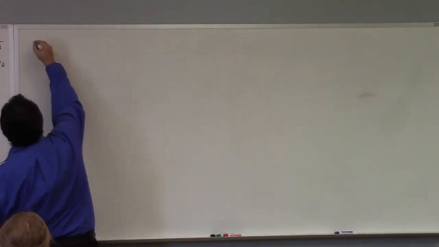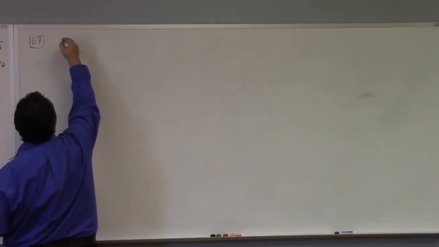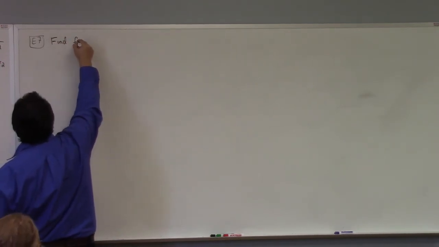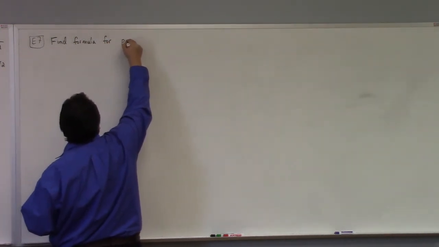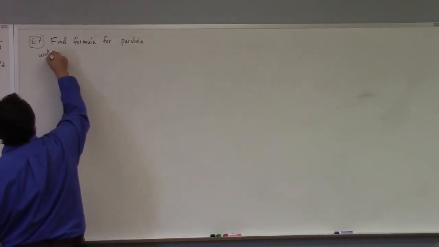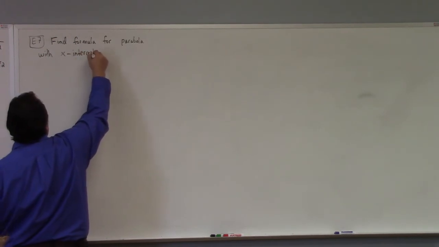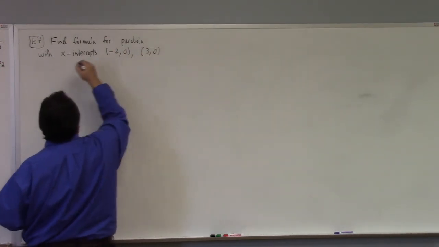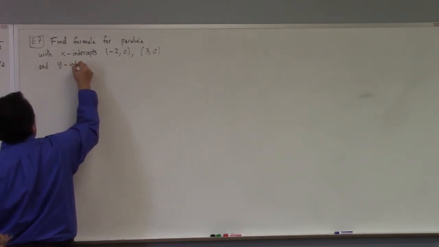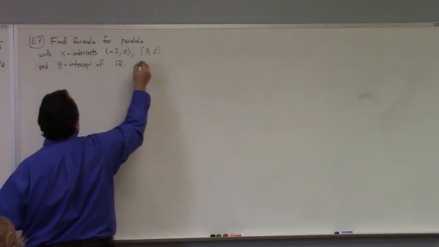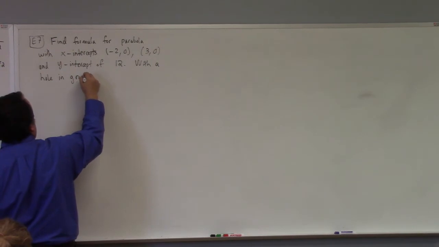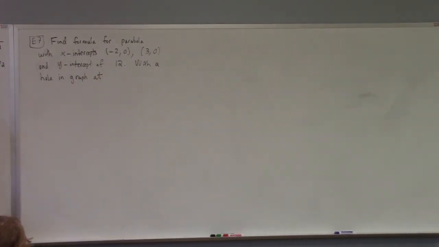Example 7. Suppose you have to find a formula for a parabola with x-intercepts of, let's say, -2, 0 and 3, 0, and y-intercept of 12, with a hole in the graph at, all right, you guys pick the number where you want to put the hole. 5? All right, I'll allow it.